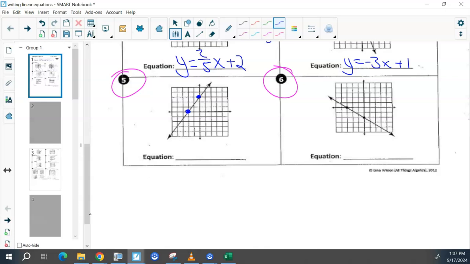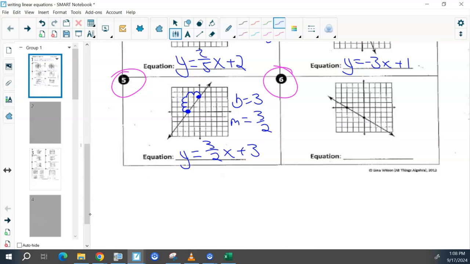What is that y-intercept? 3. And then let's count that slope. It's over 2, but how much did it go up? Oh, 3 over 2. So what would that equation be? Y equals 3 over 2 x plus 3. Good. You were confused about what part was there? So here, I'm starting at this point. I'm counting up 1, 2, 3, and then over 2.